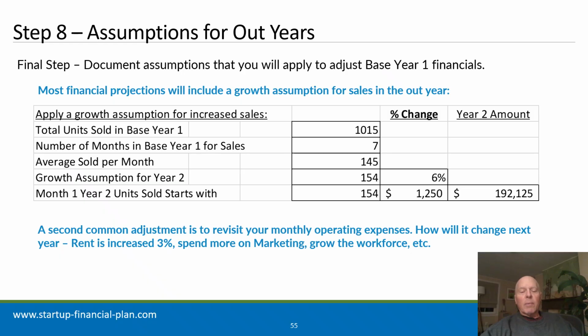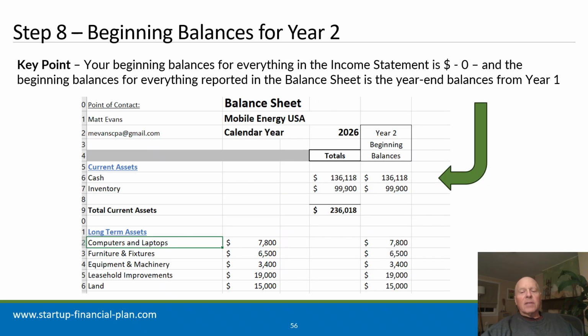You'll also probably make adjustments to your operating expenses. Maybe the rent gets increased by 3%. Maybe you want to spend more on marketing. Maybe you want to change your product mix. I mean, there's lots of things you can do to change the out years. And once you do that, then you can go apply that against your base year one. And that's what you're going to do.